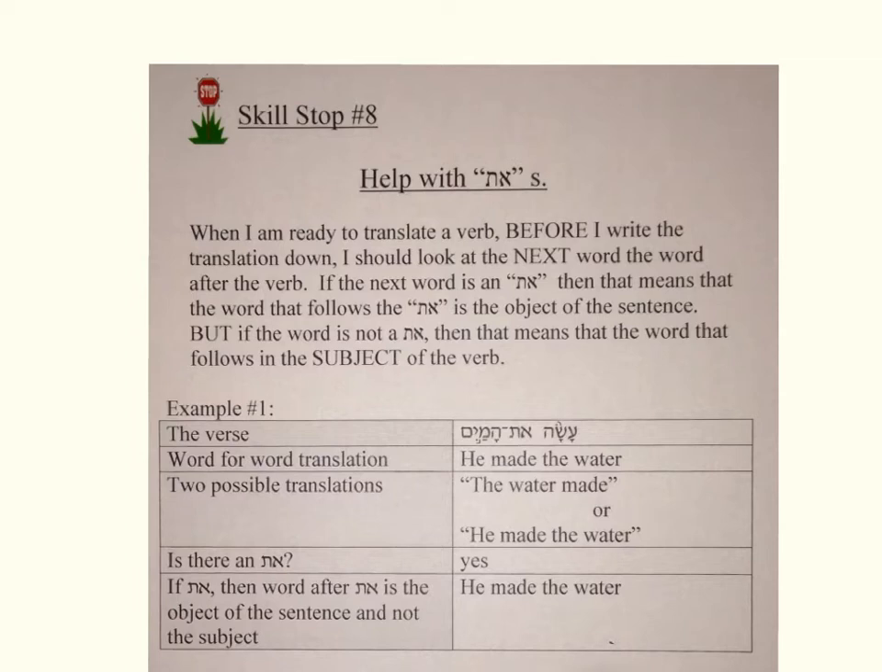When I am ready to translate a verb, before I write down the translation, I should look at the next word after the verb. If the next word is an et, then that means that the word that follows the et is the object of the sentence.